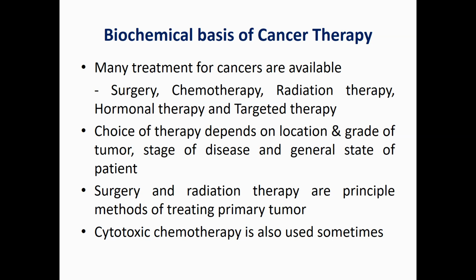Now lastly we discuss the biochemical basis of cancer therapy. There are many treatments for cancer available. Most important is surgery, then chemotherapy, that is drug treatment, then radiation therapy, hormonal therapy and targeted therapy. The choice of therapy depends on the location and grade of the tumor, stage of the disease and general state of the patient. Mainly surgery and radiation therapy are the principal methods of treating the primary tumor. But when the primary tumor cannot be removed by surgery and radiation therapy, cytotoxic chemotherapy is also sometimes used as a treatment.